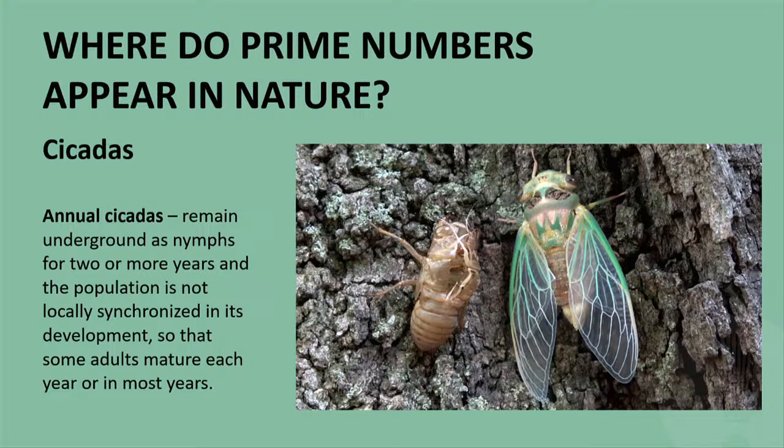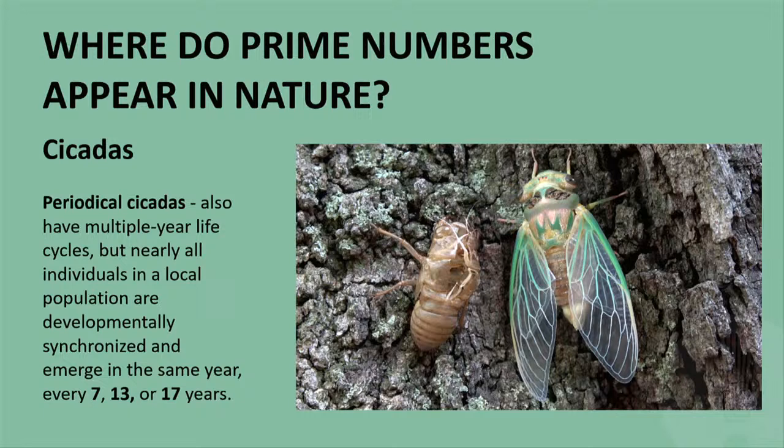Then we have these periodical cicadas, and these are the ones that are locally synchronized with the others. They stay underground multiple years, but nearly all individuals in a local population are developmentally synchronized and emerge in the same year. So around the world, we see this as 7, 13, and 17 years, which are all primes.